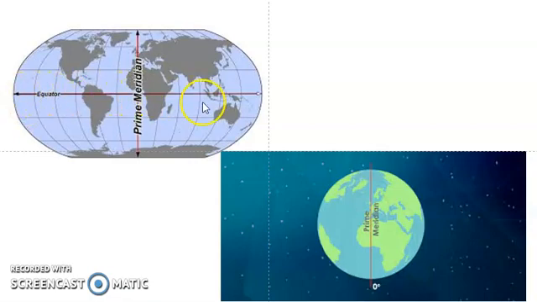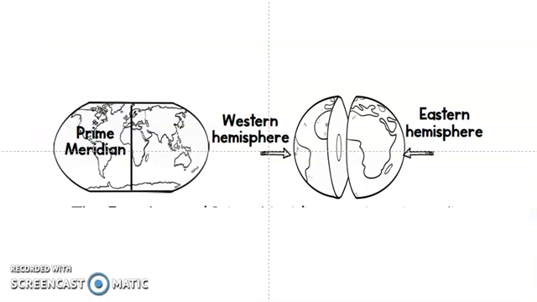So here we have the equator. It divides it through the middle, and the prime meridian divides it from the top to the bottom. So our prime meridian makes the western hemisphere and the eastern hemisphere. In a small city in England, there is a metal strip to show the prime meridian. That's cool because most of the time, those imaginary lines can't be seen.